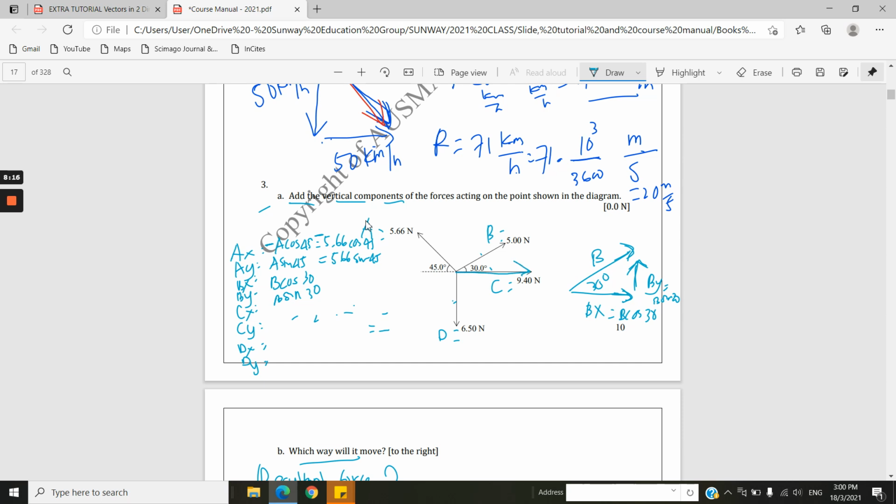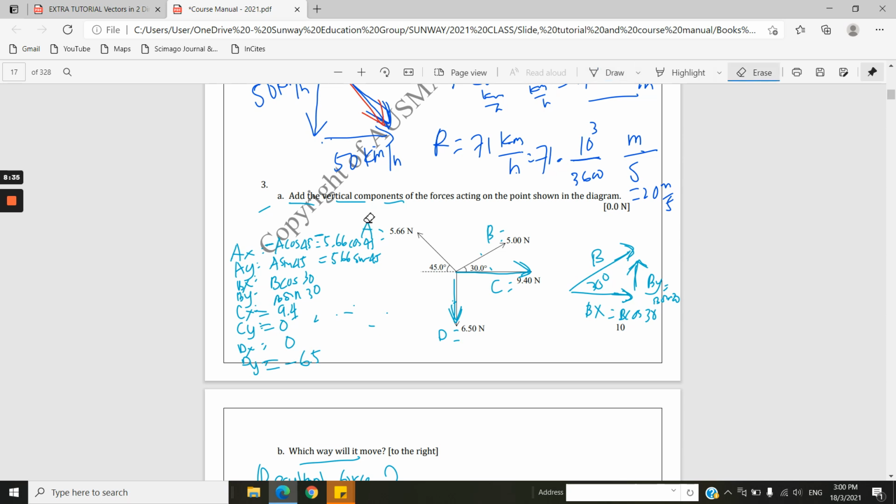How about c? C only has an x component. So cx is 9.4, cy is 0. How about d? D only has a y component. So negative 6.5, going down, negative. Okay, so now you resolve all of this.